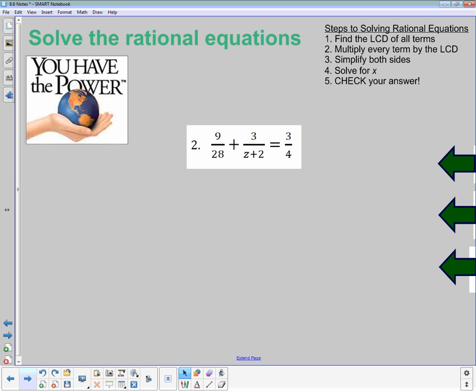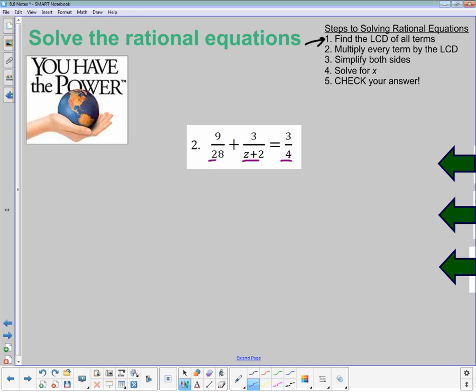In number 2, I'm looking at 9 over 28 plus 3 over z plus 2 is equal to 3/4. And I need to figure out how to solve that. First thing, that LCD, least common denominator that we found back when we were adding and subtracting, we need to find that for all 3 of the denominators. Not just the 28 and the z plus 2, but also the 4. So I need to look at all 3 of the denominators and figure out what the LCD would be.